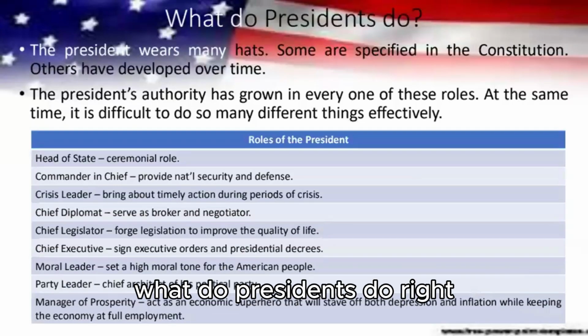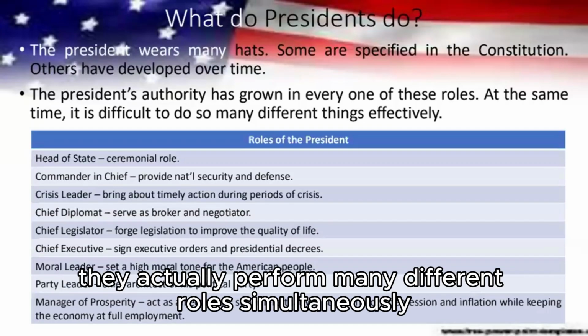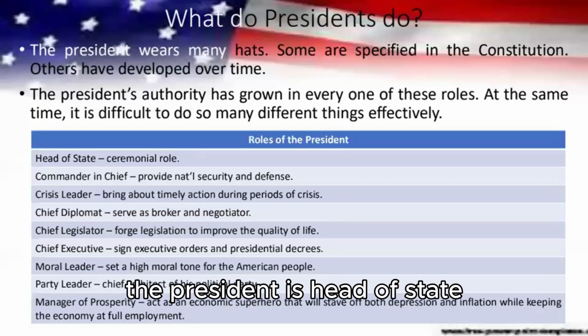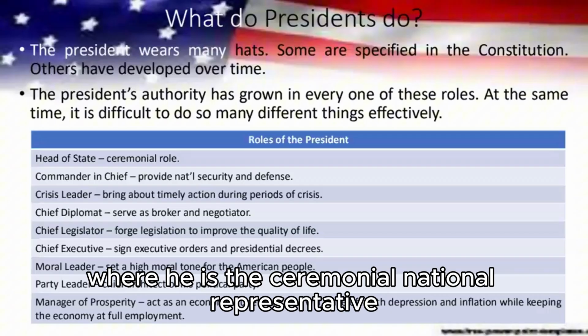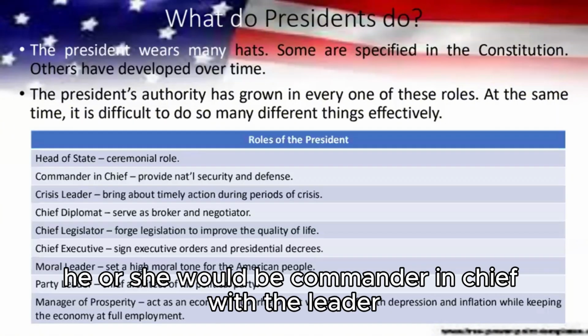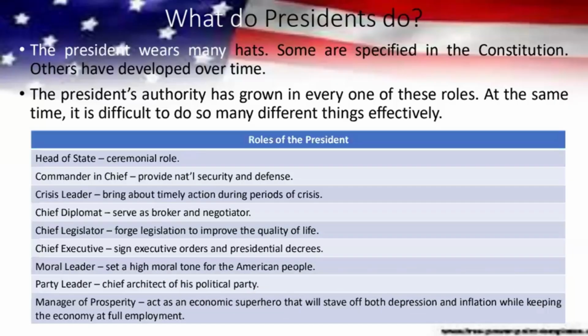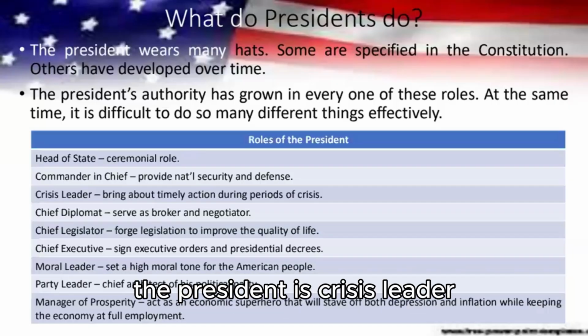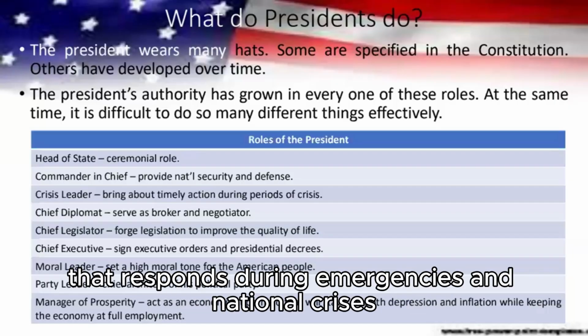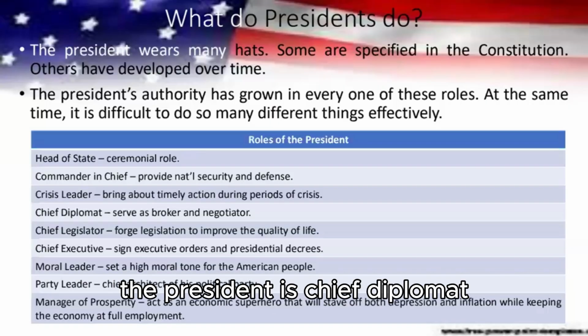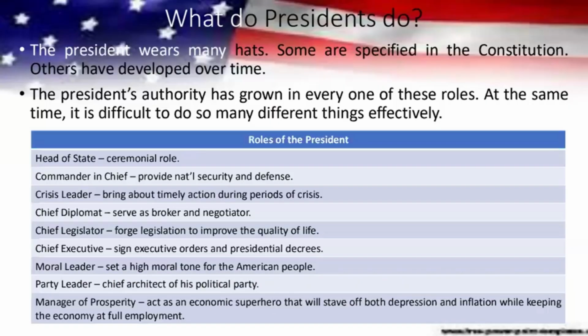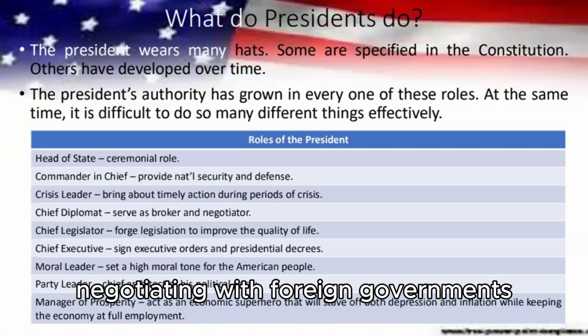Now, what are said to be some of the main roles of a president? What do presidents do? They actually perform many different roles simultaneously. The president is head of state, where he is the ceremonial national representative. He or she would be commander-in-chief, where he's the leader of the national defense and military operations. The president is crisis leader that responds during emergencies and national crises. The president is chief diplomat, negotiating with foreign governments.